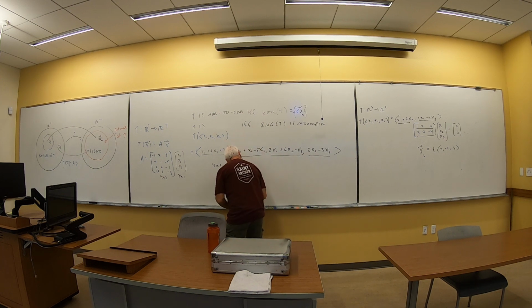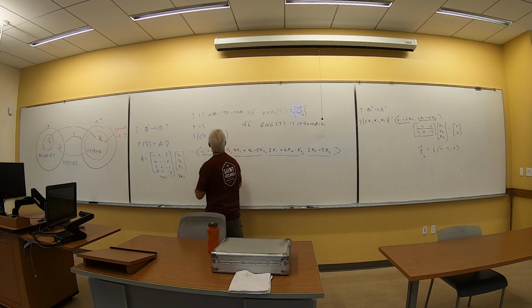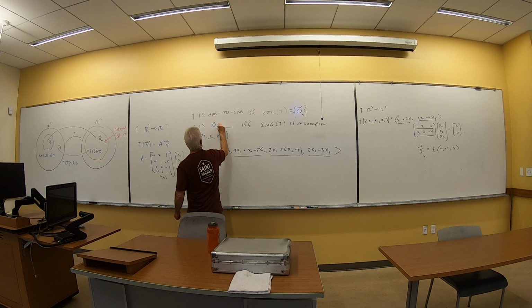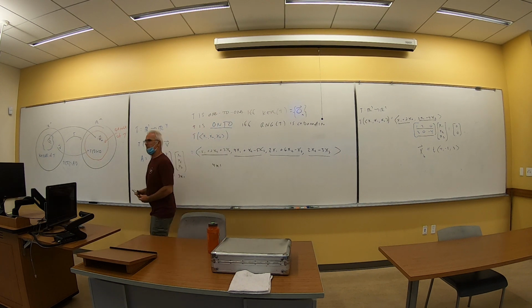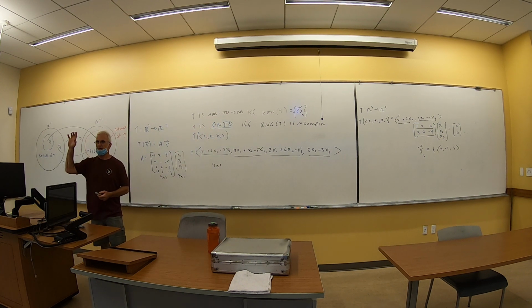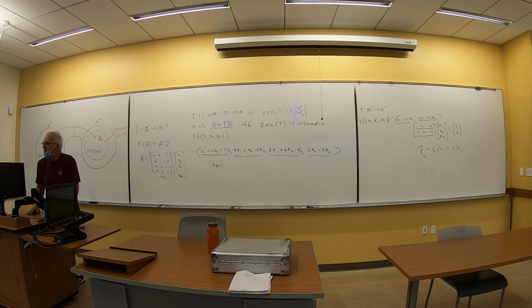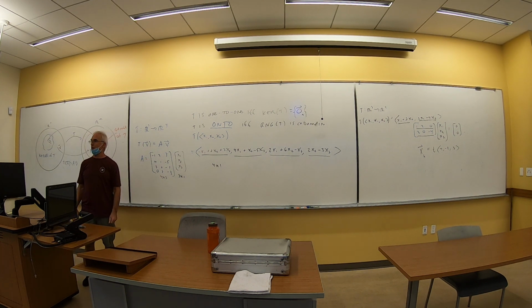The word, you may have heard this word before. Onto. How many have heard the word onto before in a mathematical context? Do you remember what the concept was? It was for functions, I believe. That's probably a good thing. So 1-to-1 has to do with the domain. Onto has to do with the codomain.